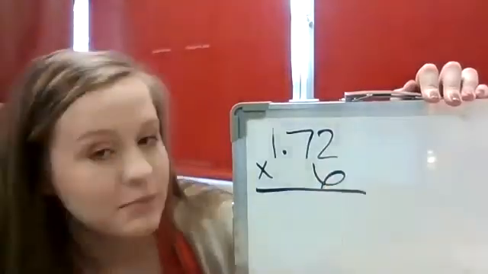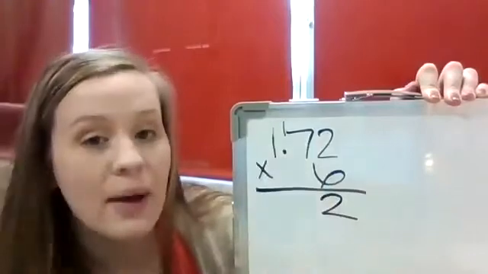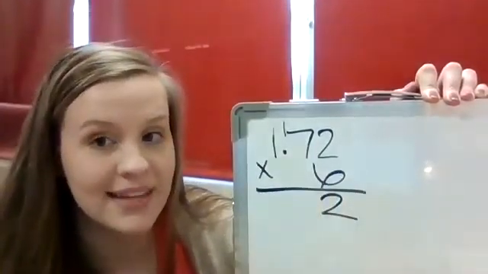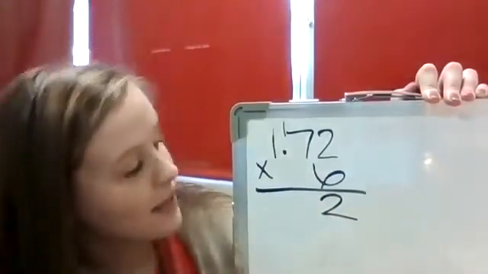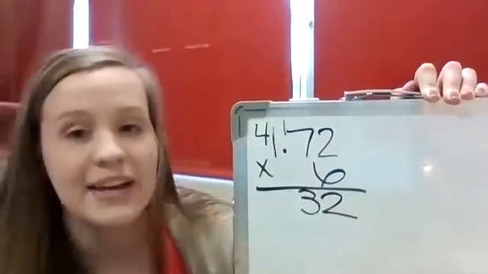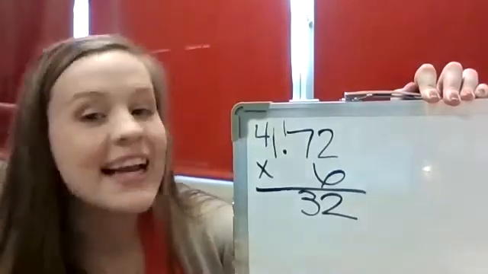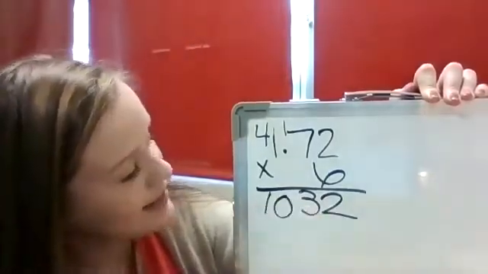So we do 6 times 2 is 12. So we would drop that 2, move that 1 over. 6 times 7 is 42 plus 1, 43. Drop that 3, carry that 4. What is 6 times 1? 6 plus 4, 10. You guys are so awesome.